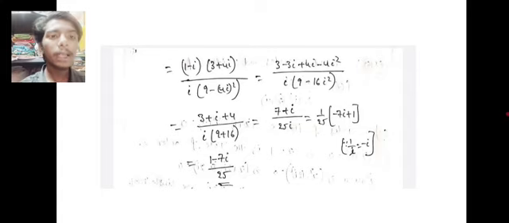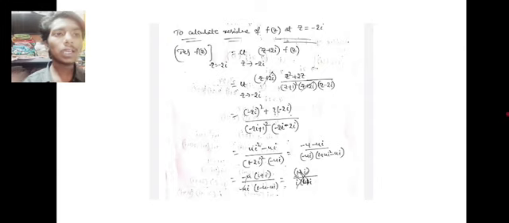7 plus i by 16 plus 9, it becomes 25. So i by 25i, 7 plus i by 25i. So we have to take 1 by 25 as the common factor, and the extra term is minus 7i plus 1. So in this one, the minus 7i goes to that side, which means it becomes plus 7i. So 1 minus 7i by 25, this is the final answer.